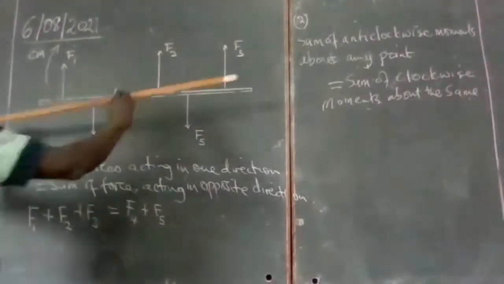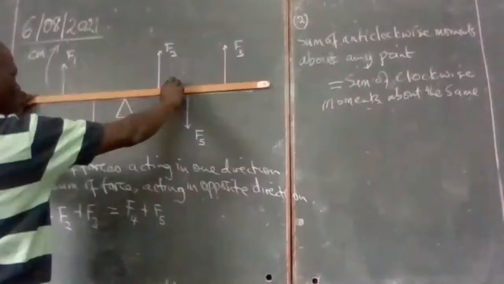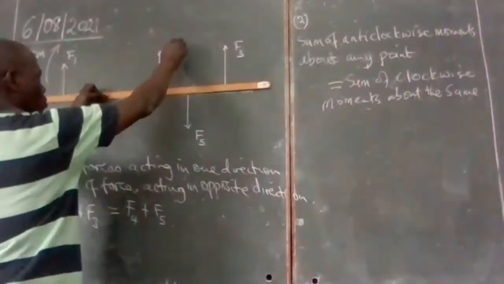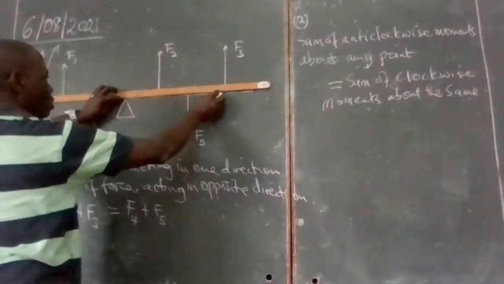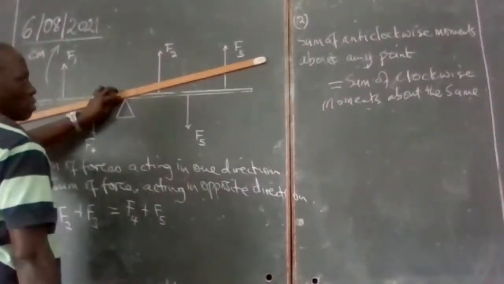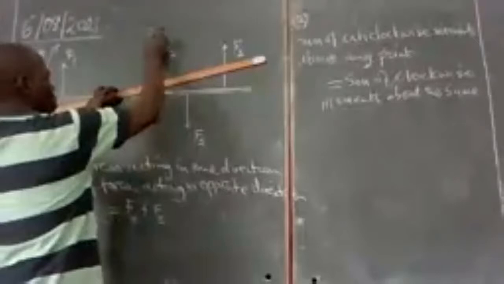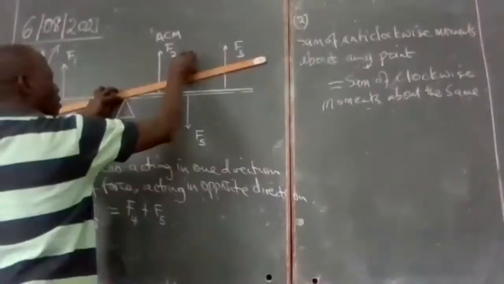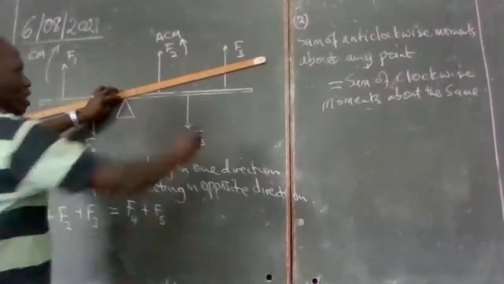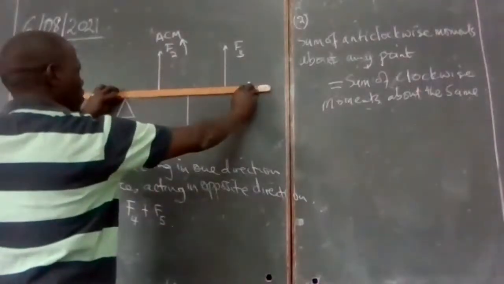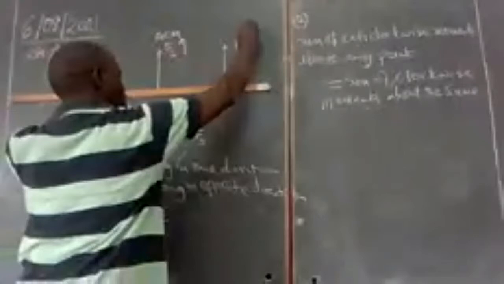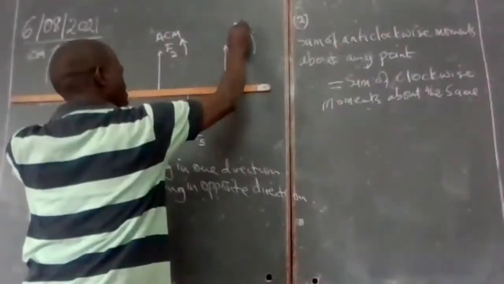Now I have the second force, F2. About the pivot, it will be pulling this body upwards. So what will be the turning? Anticlockwise. ACM, anticlockwise moment. Beautiful. You have come in late, but you are still okay. Now what about F3? It is also anti-clockwise.